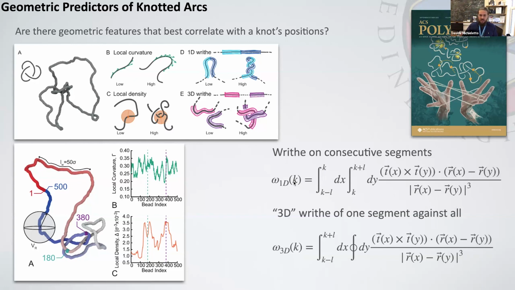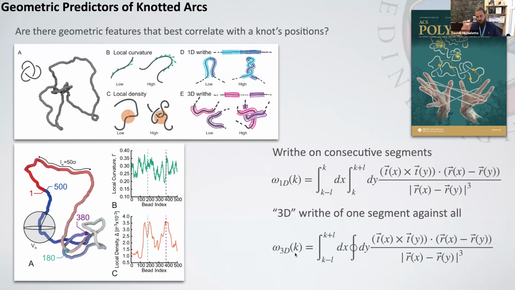So segment position is k, and I'm sliding the k, and I'm doing the integral from k minus l to k, and from k to k plus l. So I'm looking only at the writhe of two consecutive segments, and this I'm calling the consecutive writhe, or the 1D writhe. The 3D writhe instead is a little bit different, and later on I will call it segment-to-all writhe.